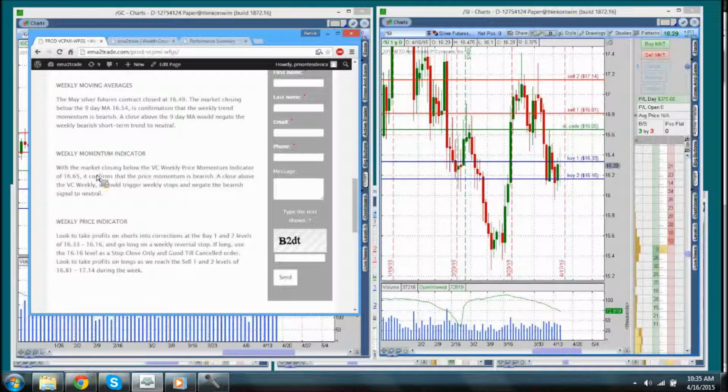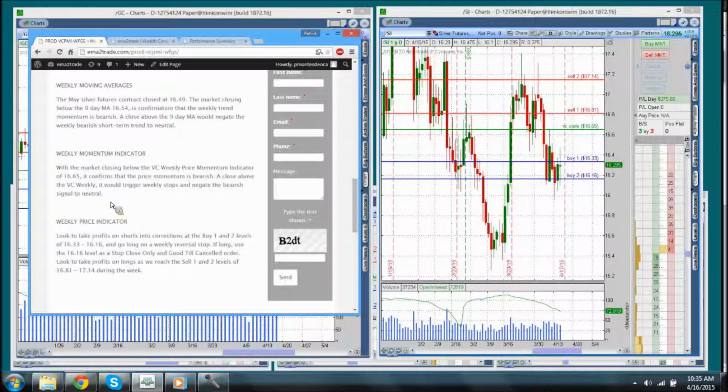The pivot point for the week, with the market closing below the VC weekly price momentum indicator of 1665, confirmed coming into this week that the momentum was bearish. But if it closed above 1665, it would trigger weekly stops and negate the bearish signal to a neutral.